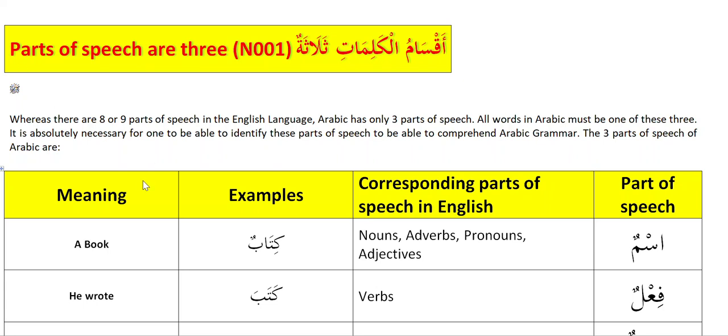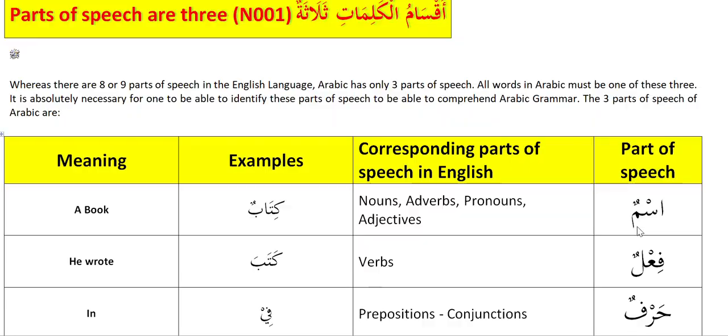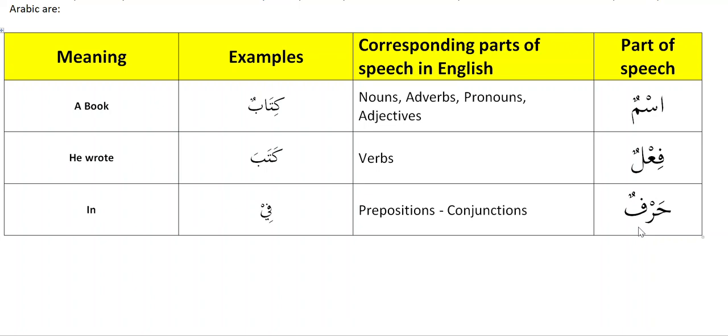I say here, whereas there are 8 or 9 parts of speech in the English language, Arabic has only 3 parts of speech. All words in Arabic must be one of these 3. It is absolutely necessary for one to be able to identify these parts of speech to be able to comprehend Arabic grammar. The 3 parts of speech in Arabic are, and I listed them here in a little chart.